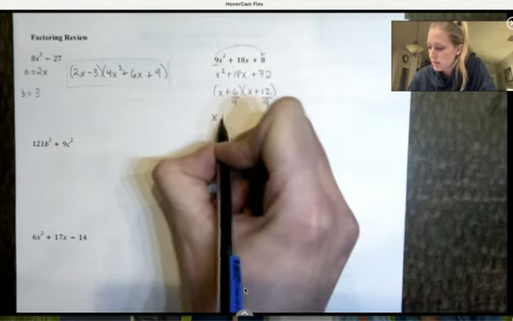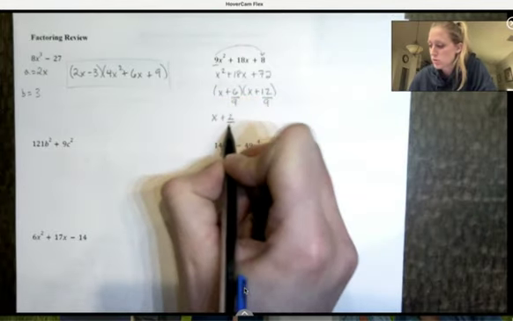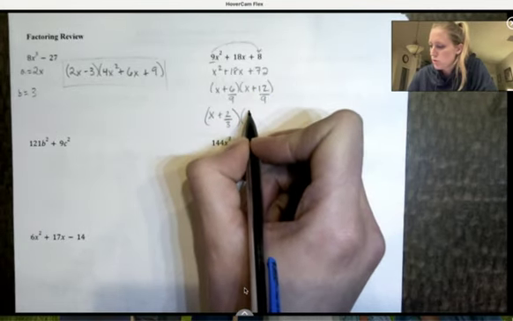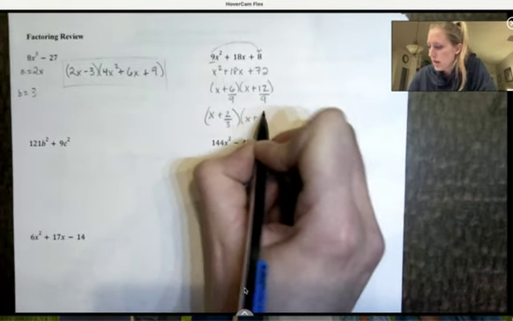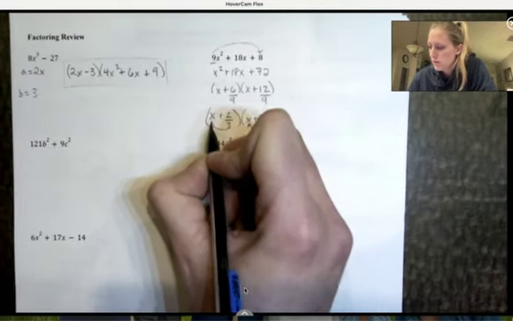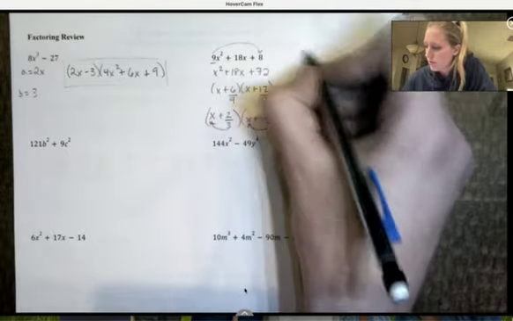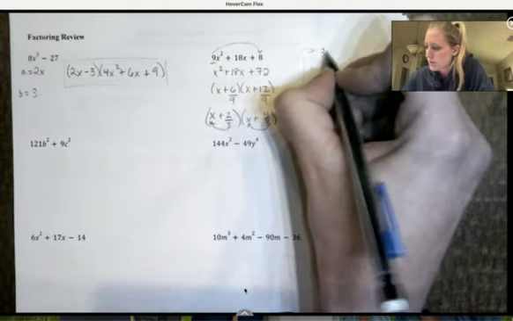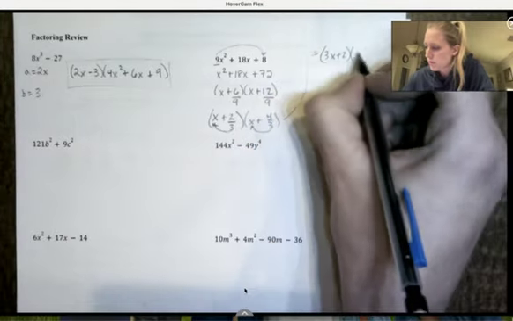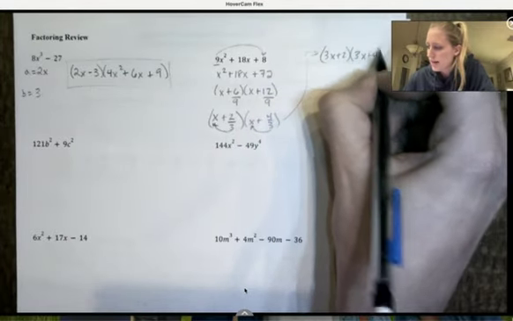So 6 ninths reduces to 2/3. 12 ninths reduces to 4/3. And once it's still a fraction, we bottoms up. So this is going to turn into 3x plus 2 and 3x plus 4. And that is factored.